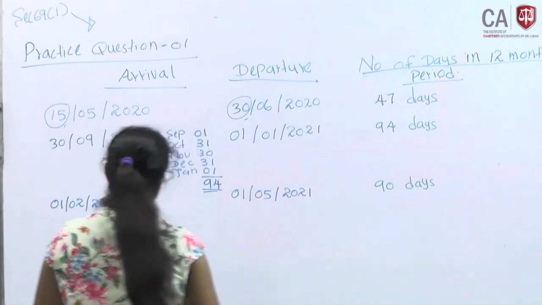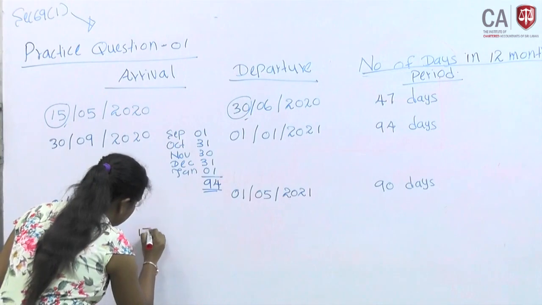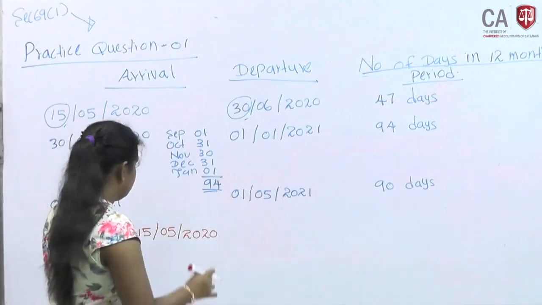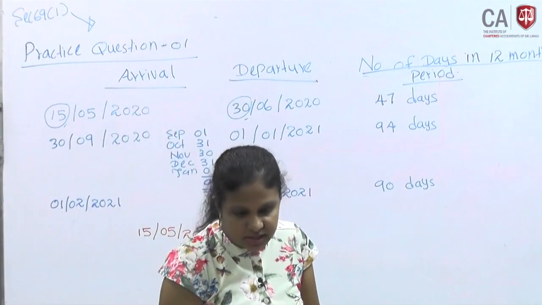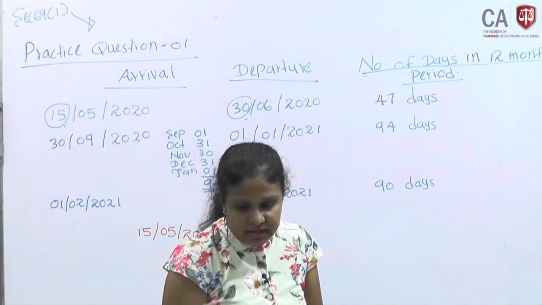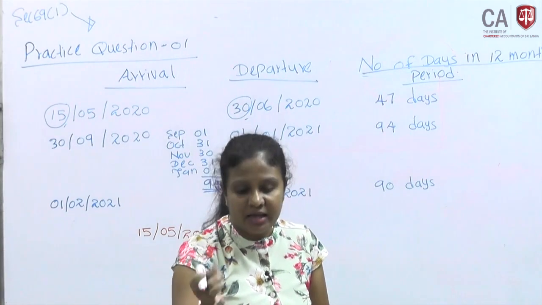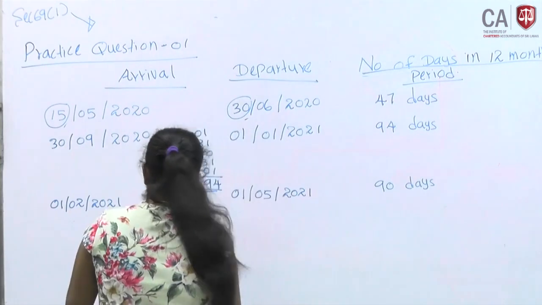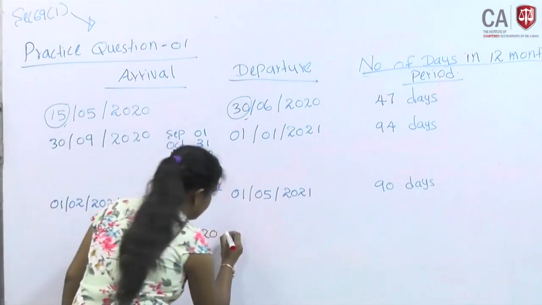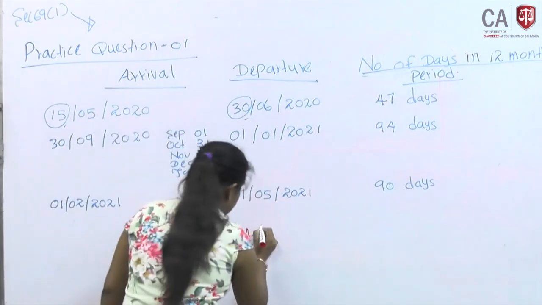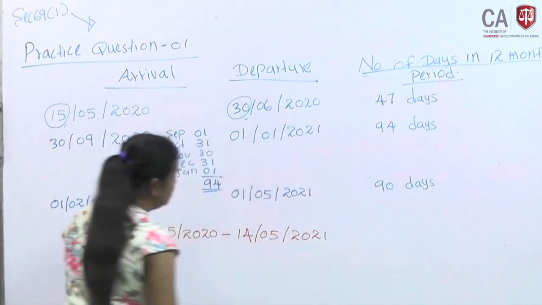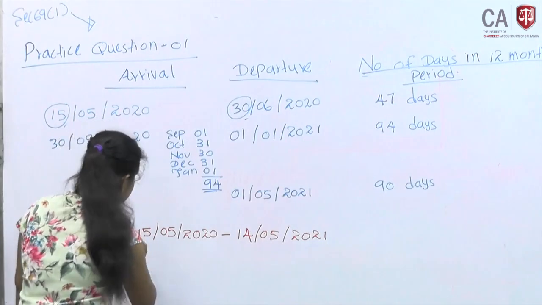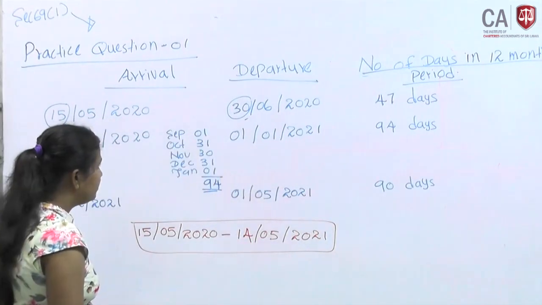Now, look at Mr. Love. His first arrival was on 15th May 2020. Now, what is the 12 months period? What is the section talking about? Present in Sri Lanka for a period in aggregate of 183 days or more in any 12 months period that commences or ends during the year. It commences from 15th May 2020, ending on which date? 14th May 2021. Is Mr. Love under that period? Yes. This is my 12 months period.